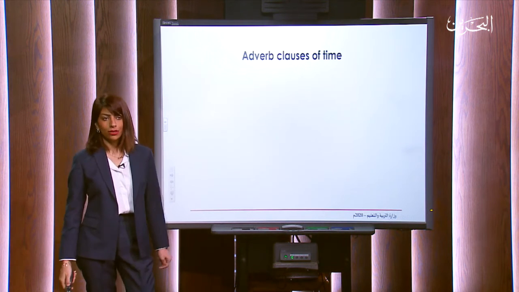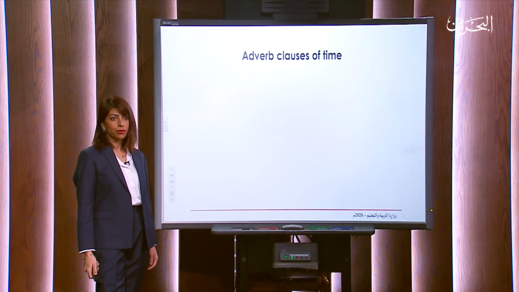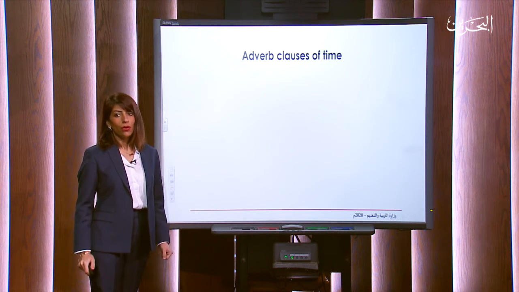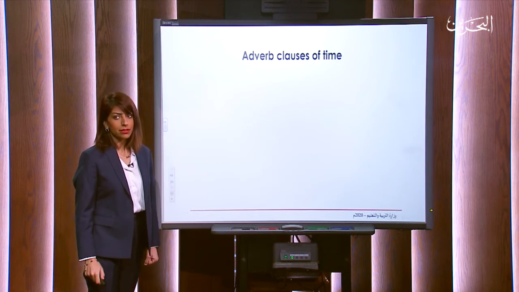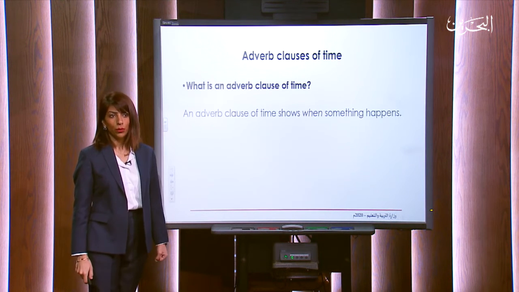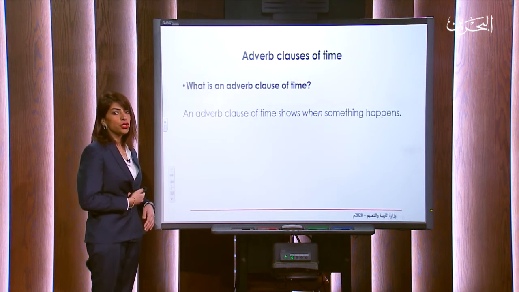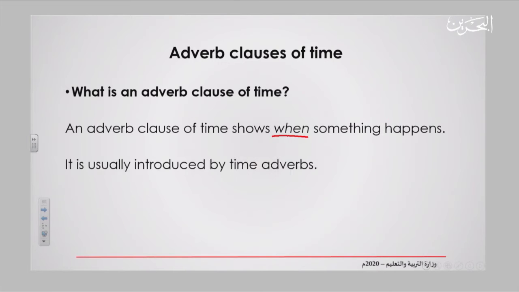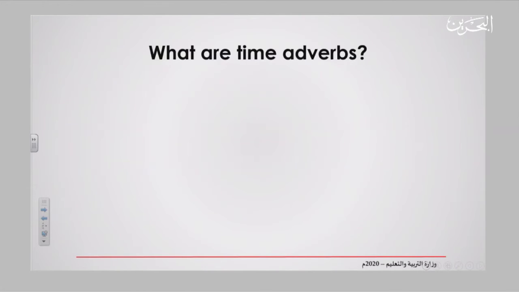Let's move to the second objective of today, which is adverb clauses of time. When I say time, you should know what is meant by the adverb clauses of time, and it means the below. An adverb clause of time shows when something happens. When I say when, it means I'm looking for the time that this thing happened. It is usually introduced by time adverbs. What are the time adverbs? Let's see.